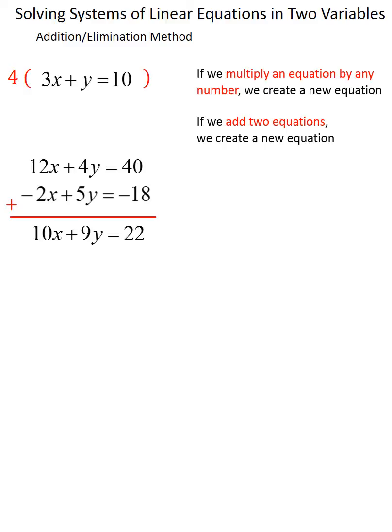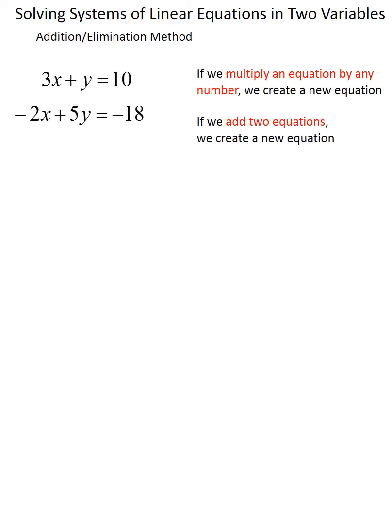Now, while what I've done is totally valid, I would classify it as valid and useless. In other words, I've followed the rules of math. Everything I've done is valid, but of what value is it to me to have the equation 10x plus 9y equals 22? It's just another equation to add to my system. I haven't made any progress. And if you're wondering what I mean by progress, let me show you.